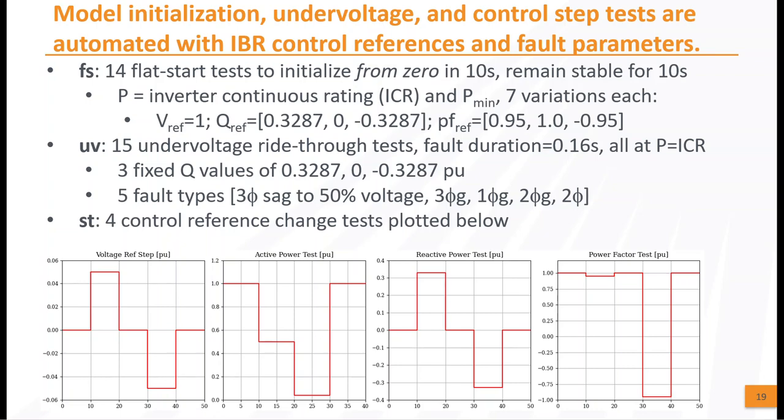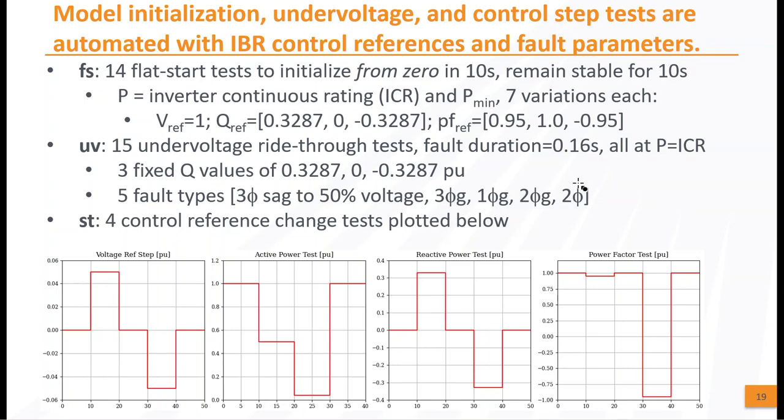One set of tests that we can do with just the faults or just the control reference inputs are the model initialization, the undervoltage, and the control step tests. So there are some flat start model initialization tests where we start from 0. So we're not initializing from a steady state load flow, but from 0, like a black start of the plant. And the model should initialize from 0 smoothly and then remain stable at the desired operating condition for 10 seconds. And remember, this is supposed to be at a short circuit ratio of 2.5.